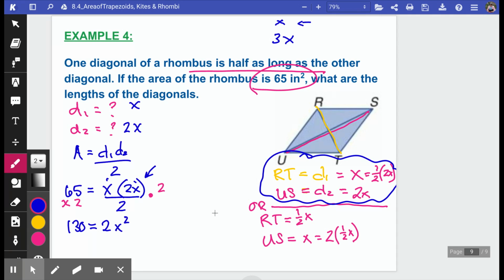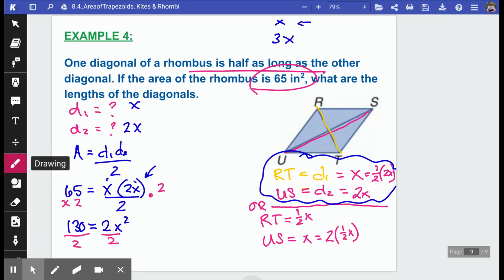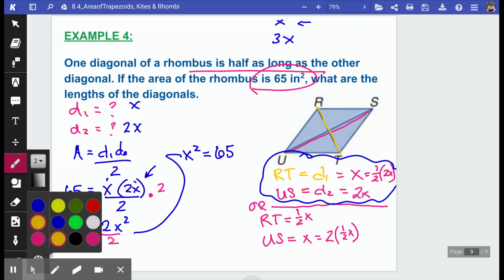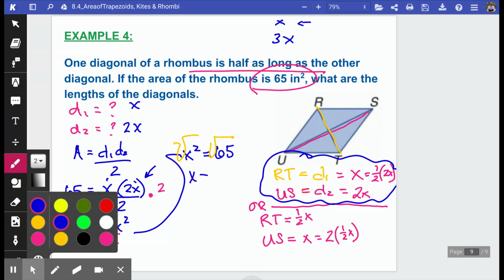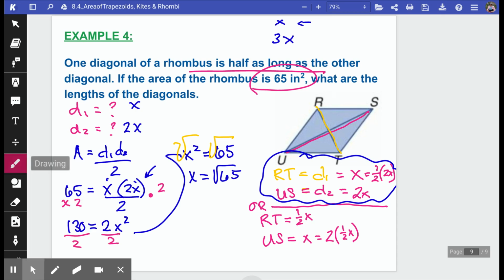And then if I divide both sides by 2, I end up with x squared is equal to 65. So then how do we get rid of a square? Well, I can square root both sides, and I get x is equal to the square root of 65. So I know the square root of 65 can't be simplified. So d1 is the square root of 65, and that makes d2 2 times the square root of 65.